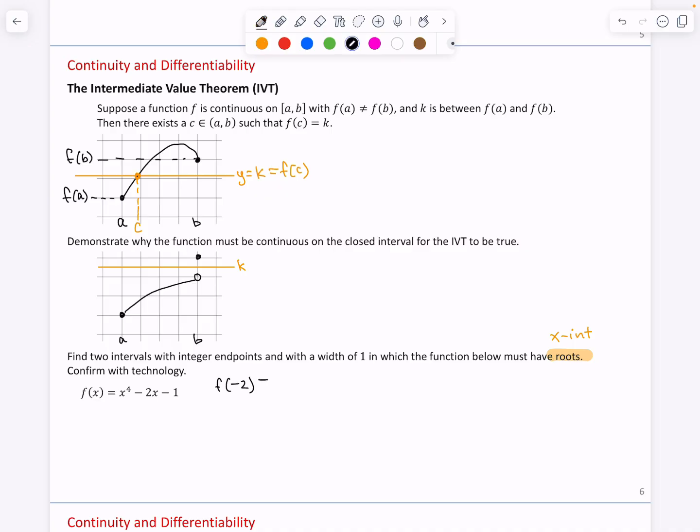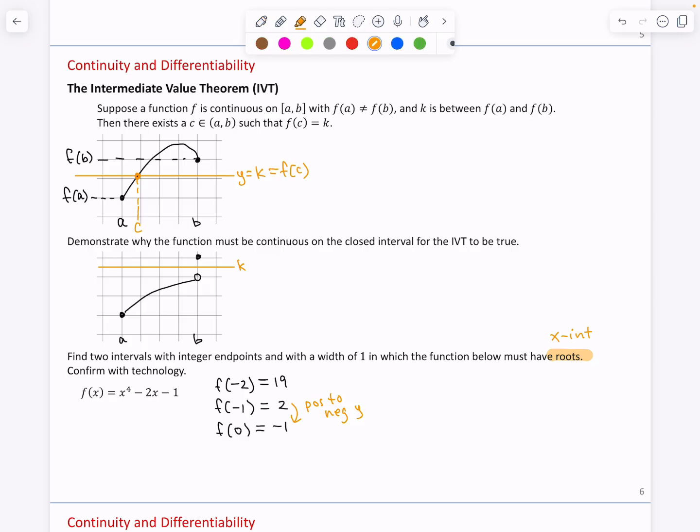If I plug negative 2 into this function, negative 2 to the fourth, which is 16, and then plus 4 is 20, minus 1, we get 19. Let's go to the next integer up from negative 2, plug in negative 1. Negative 1 to the fourth is positive 1, and then add 2 is 3, and then minus 1 is 2. Now f of 0. Plug in 0, we get negative 1. Notice we went from a positive to a negative y.